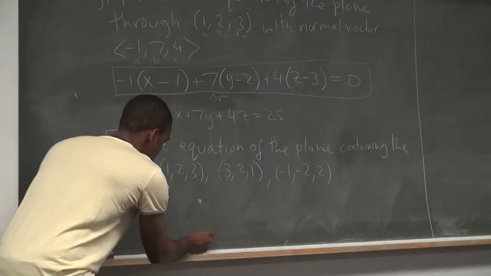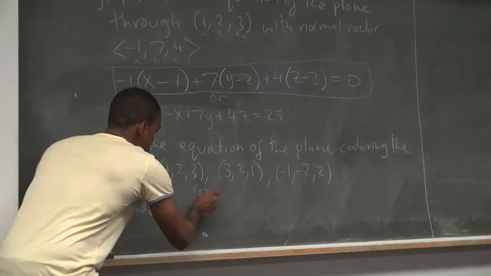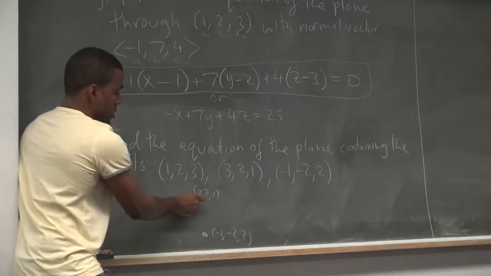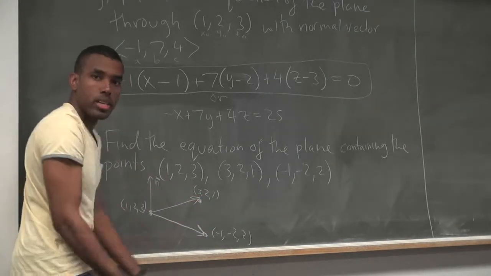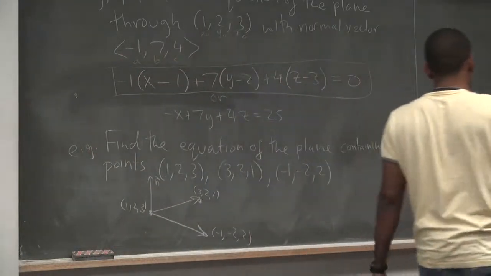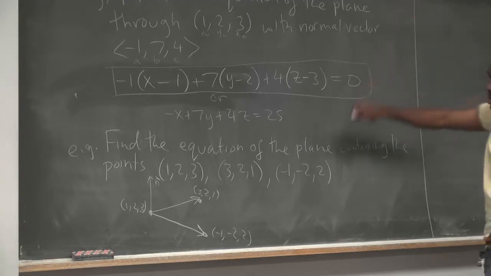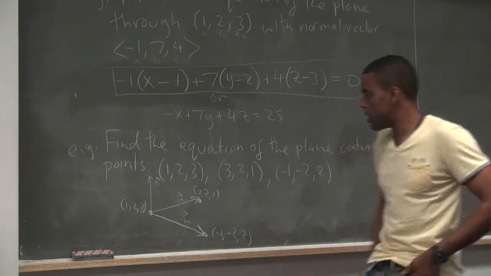There are these 3 points here: 1, 2, 3, there's 3, 2, 1, and then there's minus 1, minus 2, 2. Just connect them and find the normal by taking the cross product. Right? It's one of the more important uses of the cross product, to help us in finding the equation of planes. So that comes to minus 8, minus 10, minus 8. Let me call this A, B, and that's N.